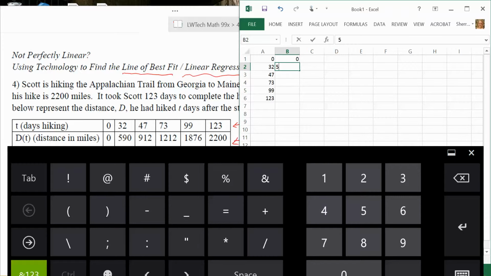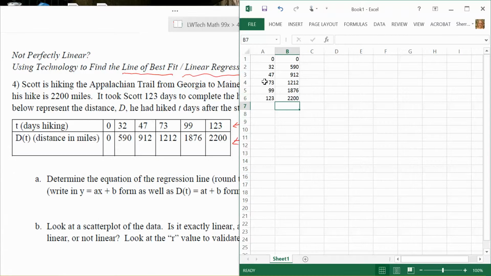So 0, then 590, 912, 1,212, 1,876, and wrapping up with the 2,200 miles for his hike. All right. Once you have all the data entered in Excel, what you want to do is highlight all of those numbers, only the values that you actually have typed in each of those columns.